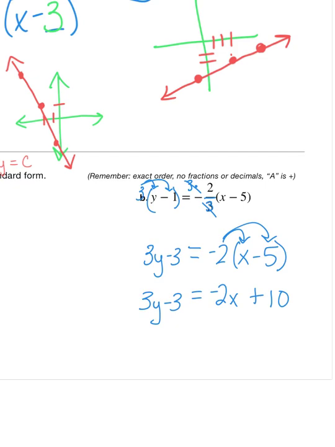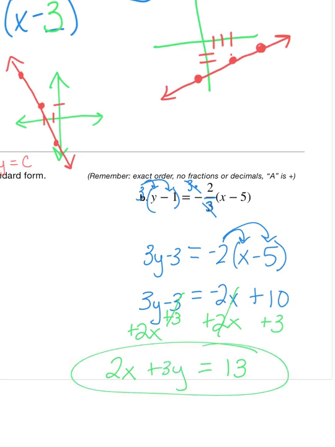Now we need to get it in the exact order. So let's move this to the other side. And let's move this to the other side. Okay, so the number without the variable is on the right side. That's going to be a 13. And then I'm going to write the 2x first and then the 3y. And now it's in standard form.